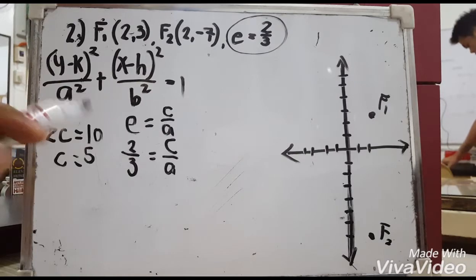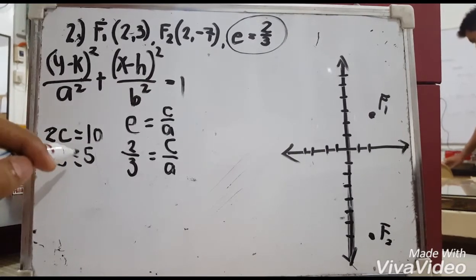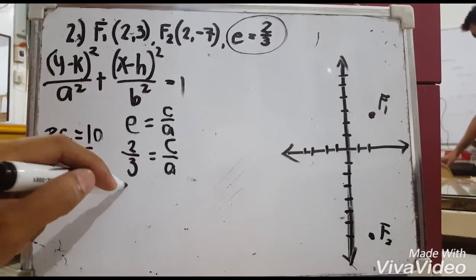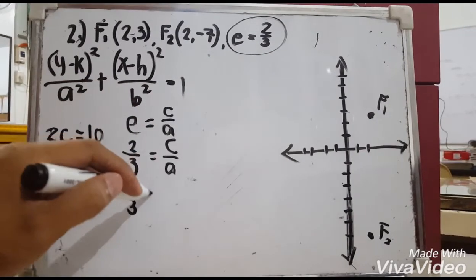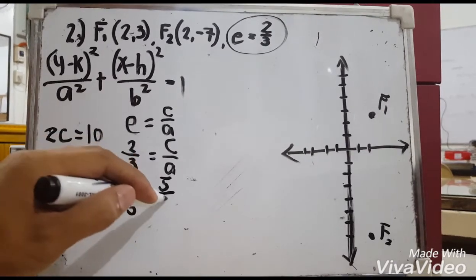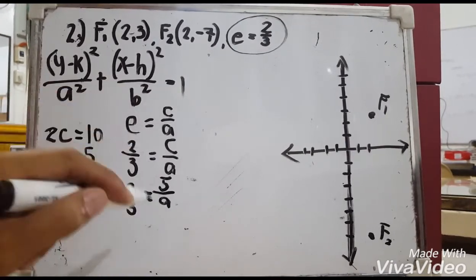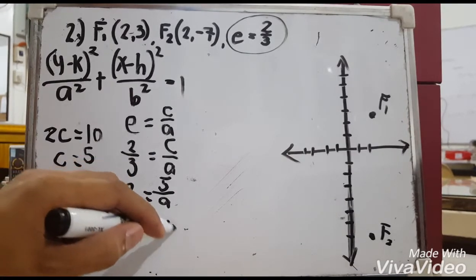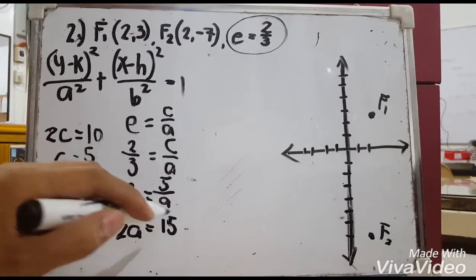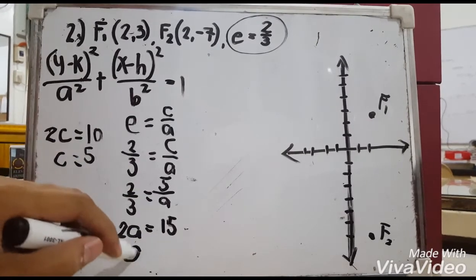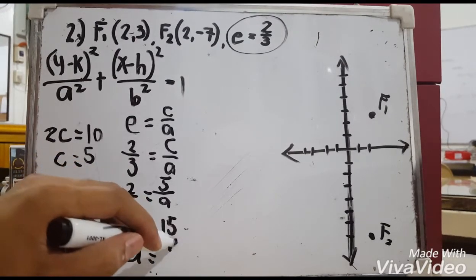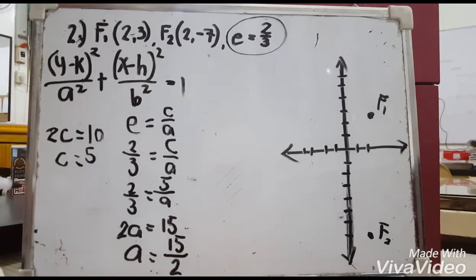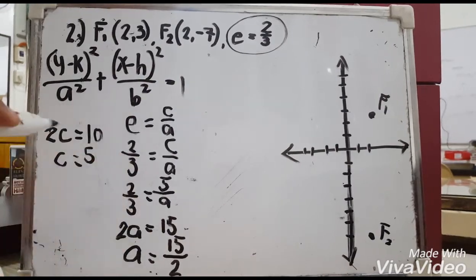So what we have to do here is to substitute the value of c here and then solve for the value of a. So we now have 2 over 3 is equal to 5 over a. Cross multiply. So we now have 2a is equal to 15. And thus, a is equal to 15 over 2.